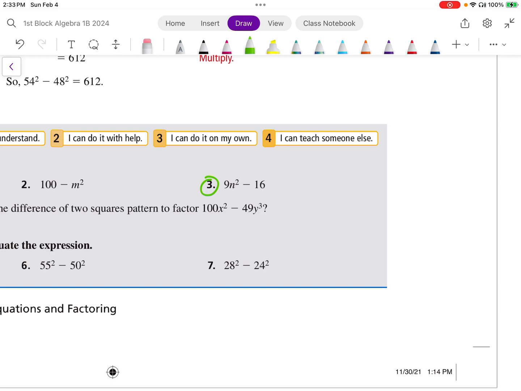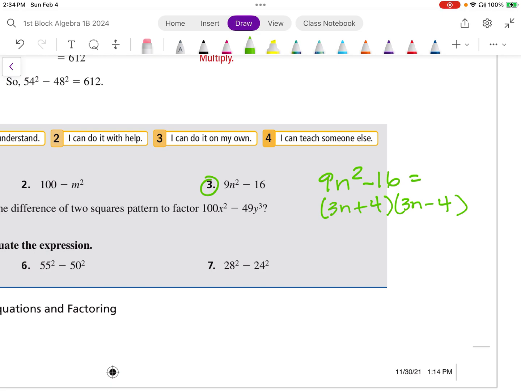All right, welcome back. Number 3 is 9n squared minus 16. When there's two terms, when it's a binomial, I check for difference of squares. This is a difference. 9 is a perfect square, n squared is a perfect square, 16 is a perfect square. So the square root of 9n squared is 3n, one plus, one minus, and the square root of 16 is 4. 3n plus 4 times 3n minus 4.